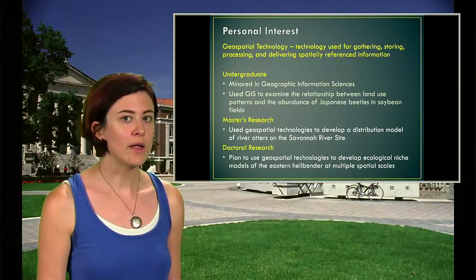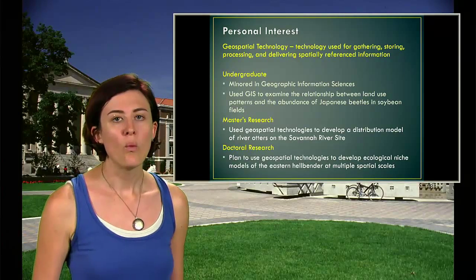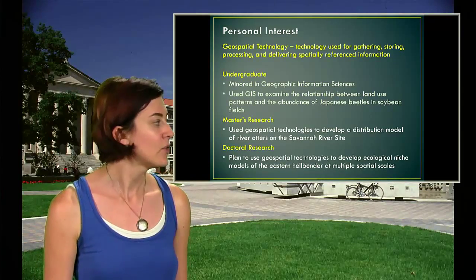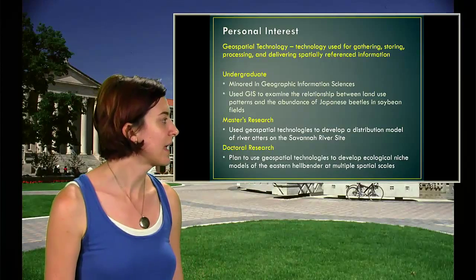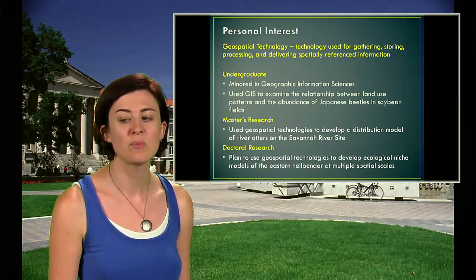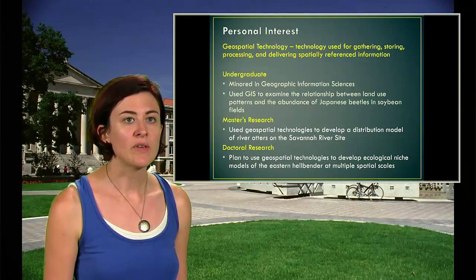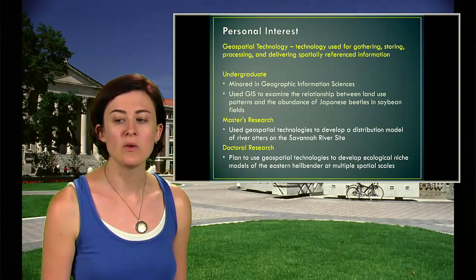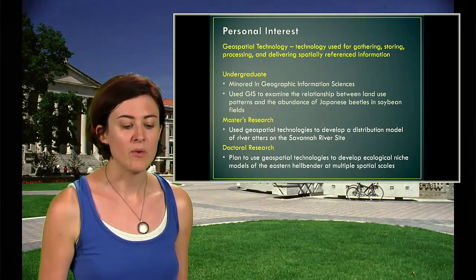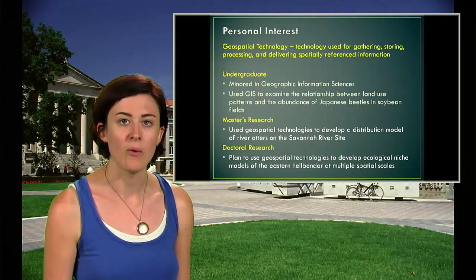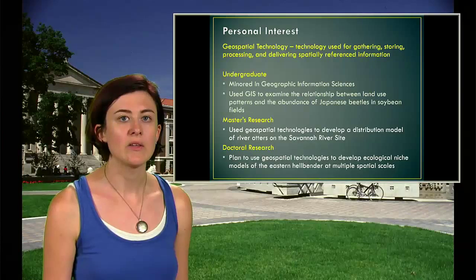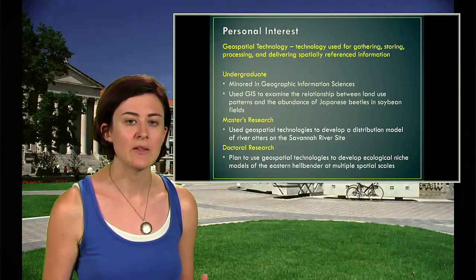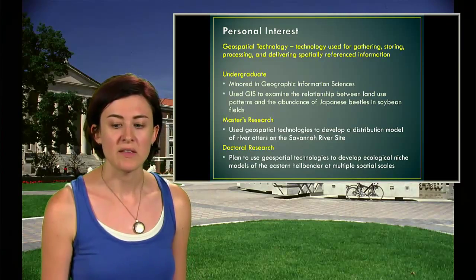Before I get too far into this talk, I wanted to explain what geospatial technologies are and why I have a personal interest in them. Geospatial technologies are technologies used for gathering, storing, processing, and delivering spatially referenced information. One of the most common geospatial technologies we think of is GPS units, which are used to gather and store coordinate information about where you are in space right now. Another common geospatial technology is geographic information system software, which is used to process and analyze some of the data that's collected on GPS units.